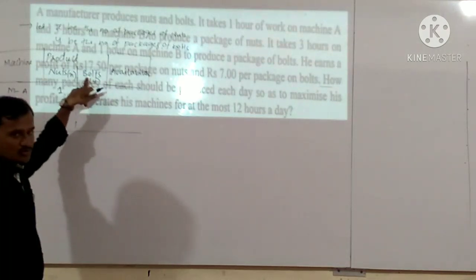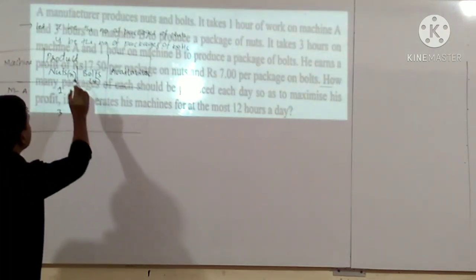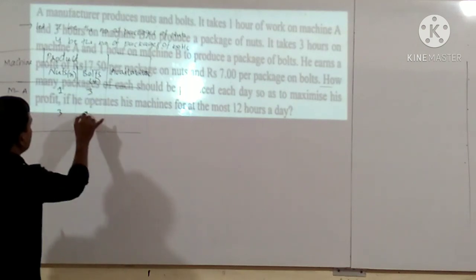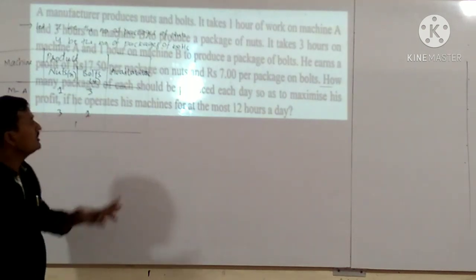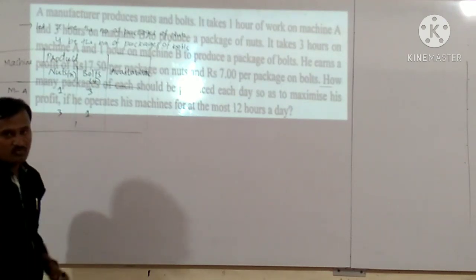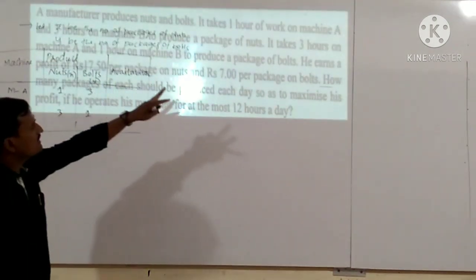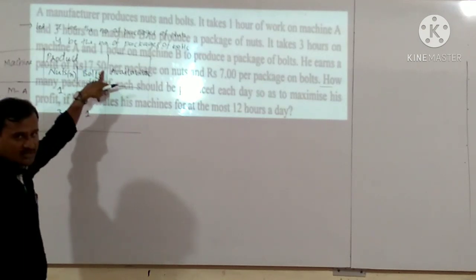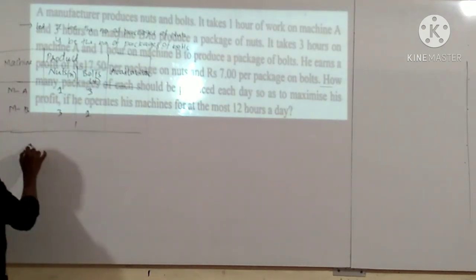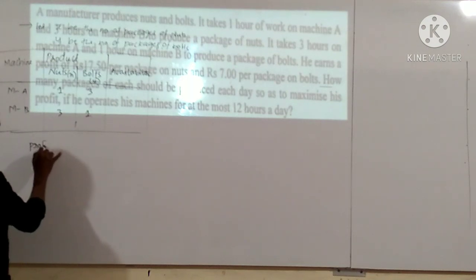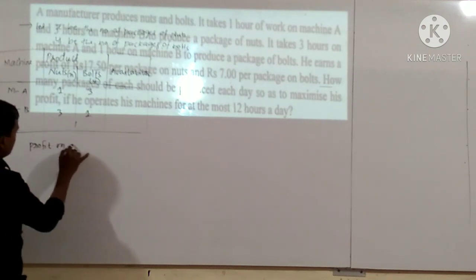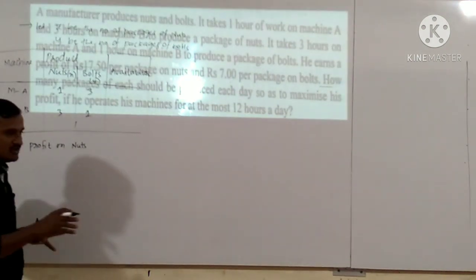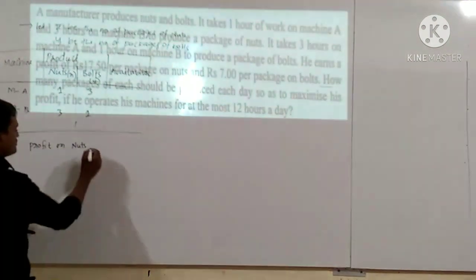To produce these bolts, how much machine time is needed? So it takes 3 hours on machine A and 1 hour on machine B to produce a package of bolts. Okay, right. He earns a profit of 17.50 rupees. So here we will write the profit. Okay, so profit on nuts. One package of nuts, how much profit do they get when they sell it?